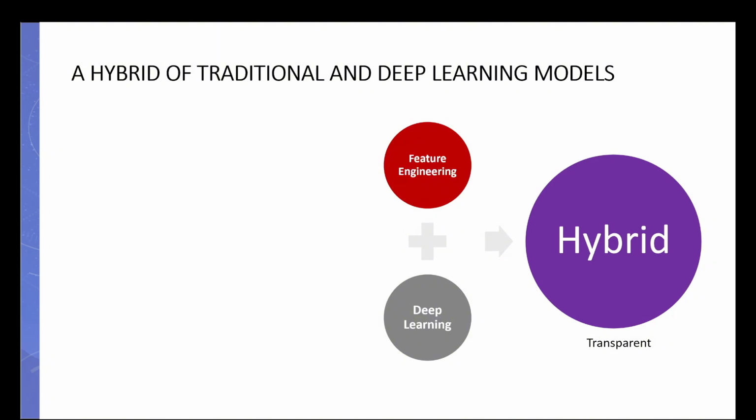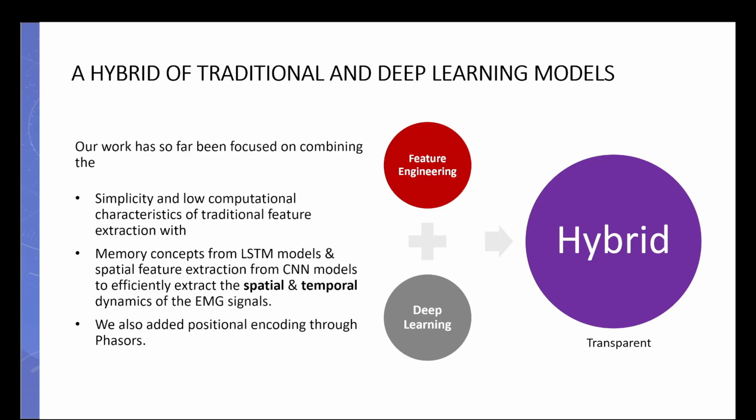So our focus is on the transparent models, let's say, and the benefit of such models include the simplicity and the low computational characteristics of the traditional approach, the memory concepts and the spatial information extraction concept, which we can adopt from the deep learning. And we also add some positional encoding, like phases that we represented in the EMBC last year. So let's explain in further details.